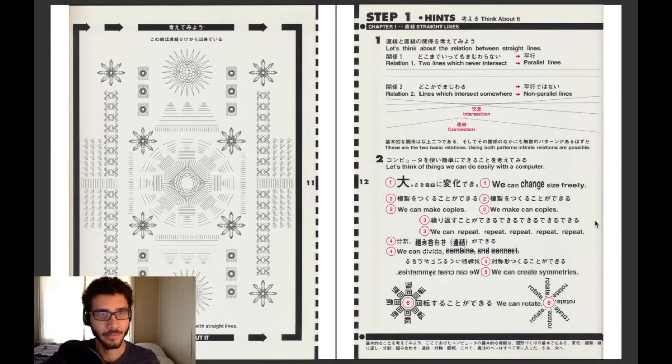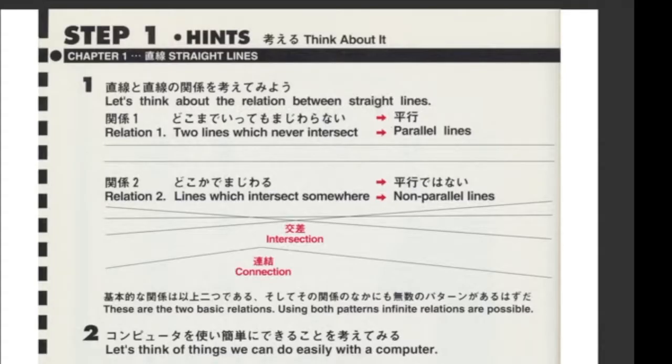Okay. Moving forward, we have some Osamu Sato art. And moving forward still. Step 1, hints. Let's think about the relation between straight lines. Relation 1. Two lines which never intersect are parallel lines. Relation 2. Lines which intersect somewhere, non-parallel lines. And the two forms of that, we have intersection and connection. Intersection are two lines joined at an angle, connection, they are joined at points. So I think we all know pretty well what a line is, but it's nice to think about in the context of computer designing.